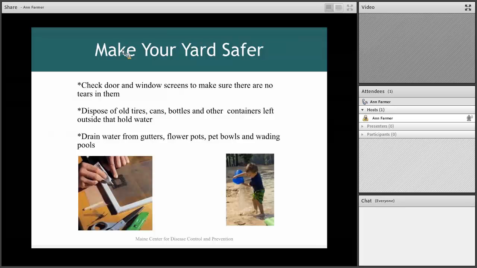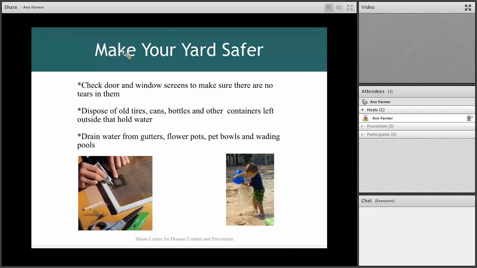There are also a few things that you can do to make your yard safer. To protect yourself at home, check your doors and window screens to make sure there aren't any tears or holes in them to keep mosquitoes out of your house. There is also a lot you can do around the house to get rid of water-holding containers. Removing unneeded containers or placing them so that they will not hold water is one way to reduce the number of mosquitoes. Throw away any old tires, cans, bottles, or other containers left outside that might collect water and serve as a mosquito breeding ground.